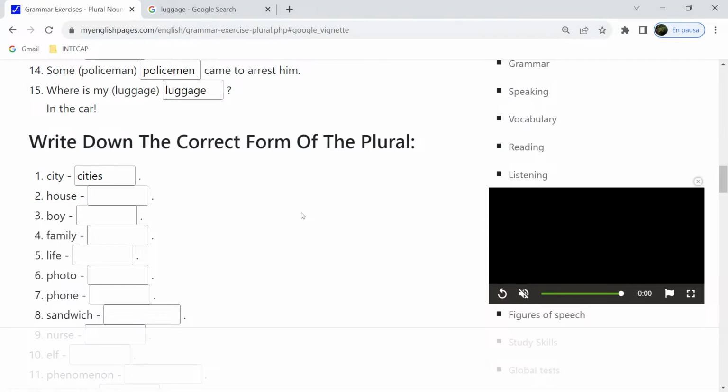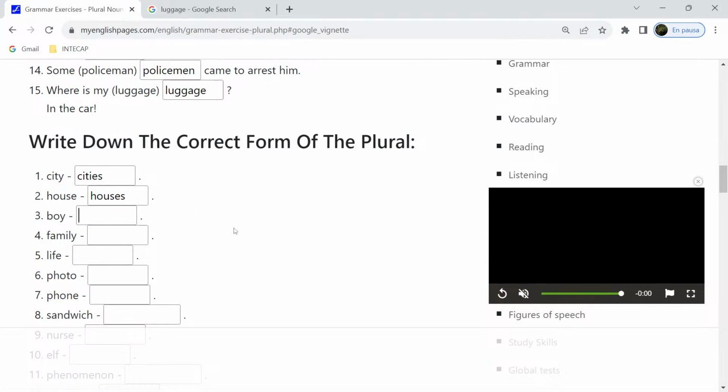Now let's go with house. What is the plural of house, guys? Houses. Nice. There you go. Houses. So this is a regular plural, because I just have to add the S at the end of the word, and that's it, right? And cities is also regular, because it follows the rule for nouns ending in y. So we're good so far.